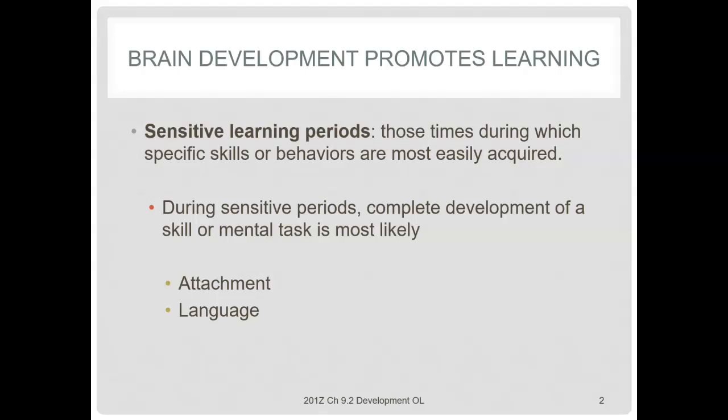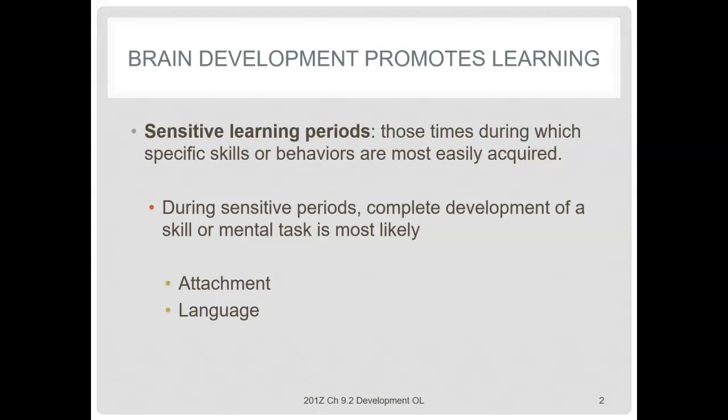But first I want to talk briefly about what's called a sensitive learning period. Sensitive learning periods are those times during which specific skills or behaviors are most easily acquired. So developmentally, we were talking about milestones earlier and how these happen sequentially, and that they're universal. We see the same thing happening with language. The two best examples of sensitive learning periods that I have are attachment and language.